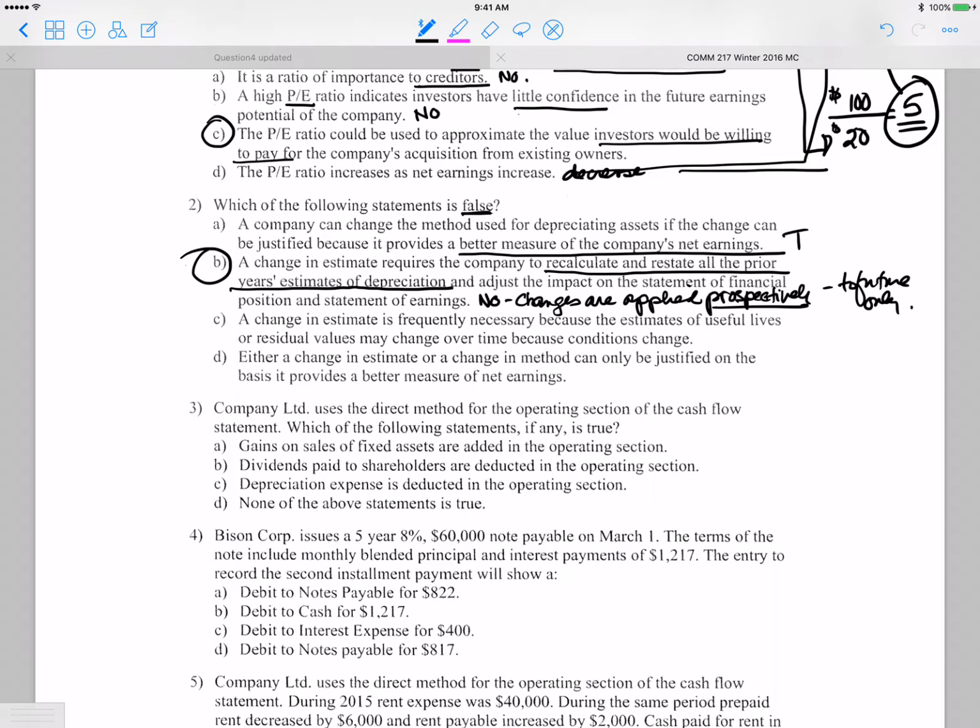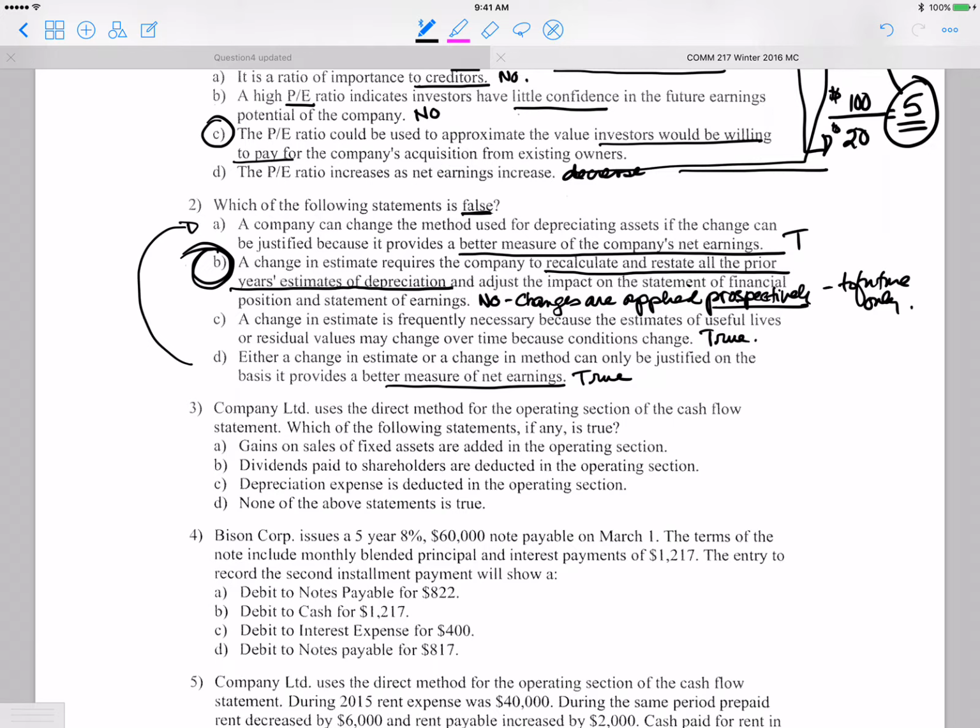A change in estimate is frequently necessary because the estimates of useful lives or residual values may change because conditions change. That is true. Either a change in estimate or a change in method can be justified on the basis that it provides a better measure of earnings. This is another way of restating what A says. So if A is true, D is true too. The only one that's false is B.